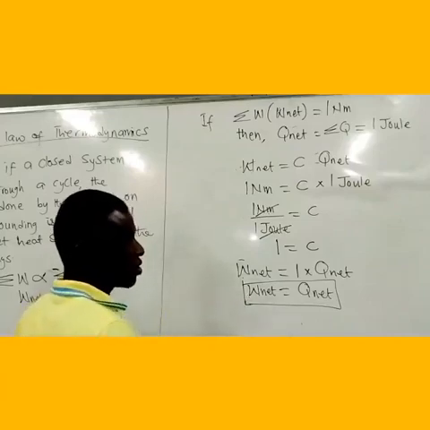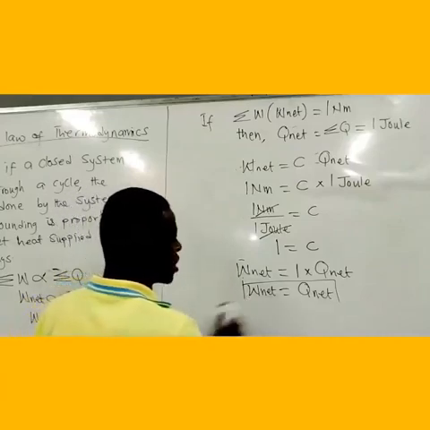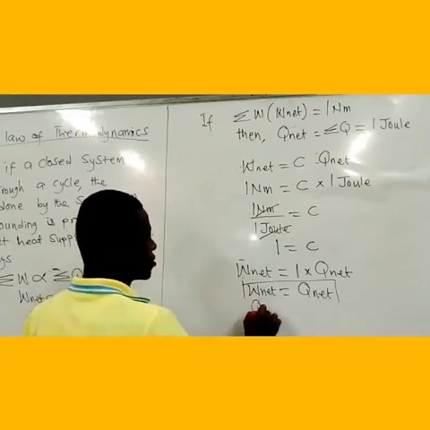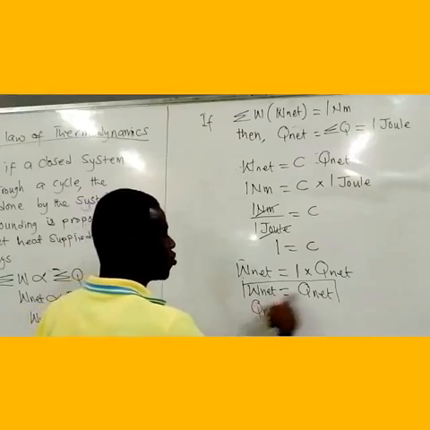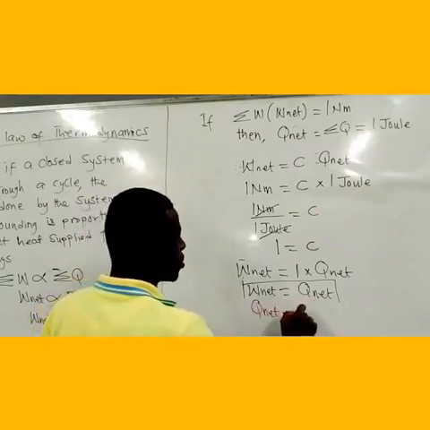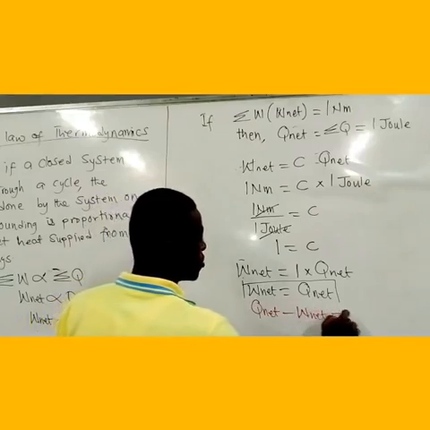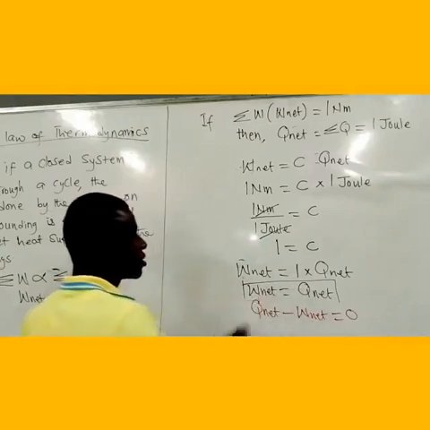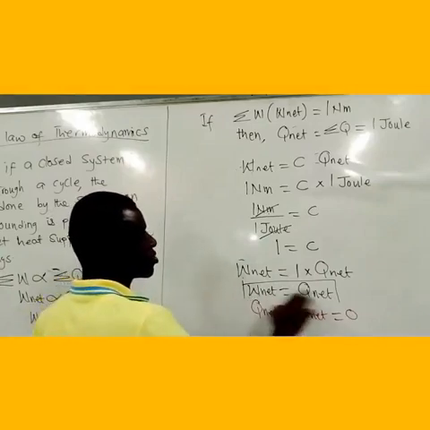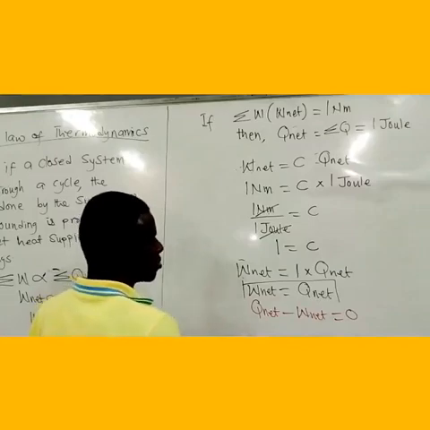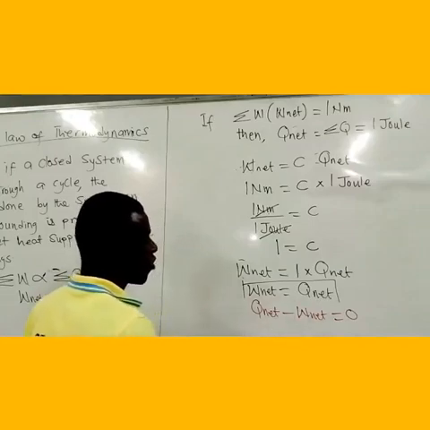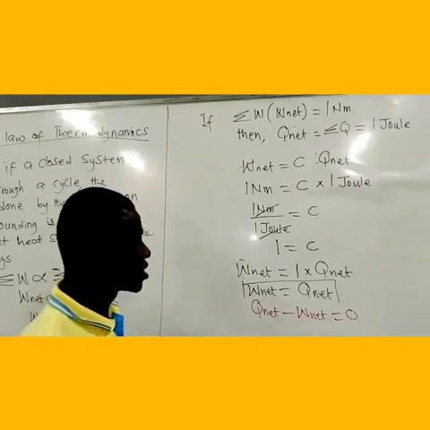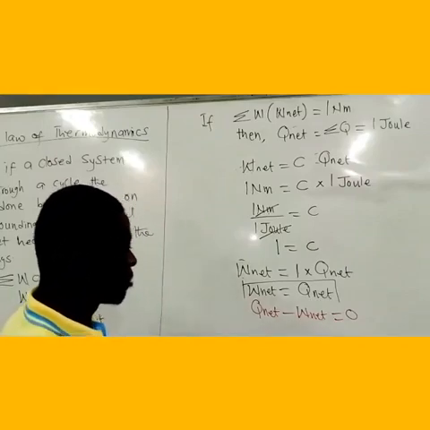What the first law has given us can also be written as Q net minus work net equal to 0, Q net being the input and work net being the output. Q net, the input, equals work net, the output, because work depends on heat. Okay, so this is the first law of thermodynamics. Let's look at a few examples and apply the laws of thermodynamics to solve problems.